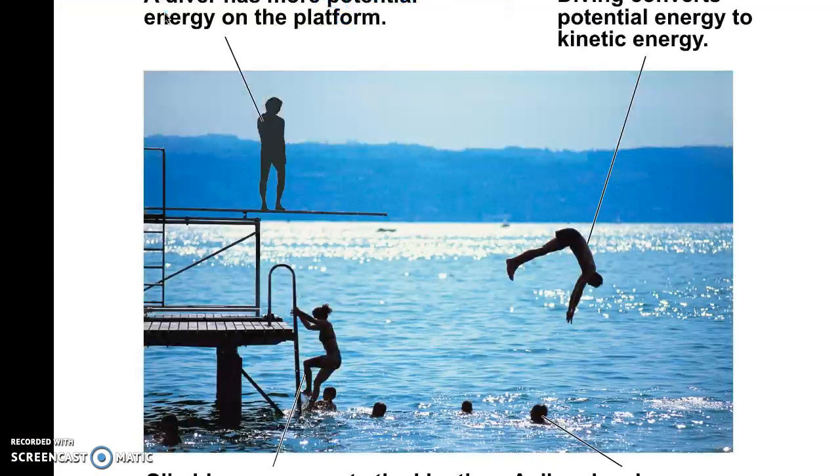So next, this is just a picture. I'm going to briefly go over this, but it's giving an example of what we've just gone over. The diver has potential energy on the platform. The way I think of it is you have the potential to do something. Since he's on the diving board, he has the potential to jump off. You can think of it as stored anticipation, the energy of what he may do.